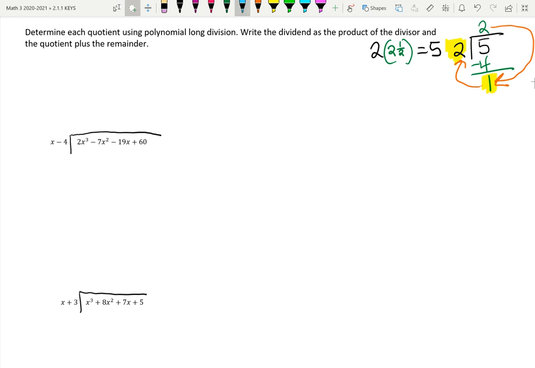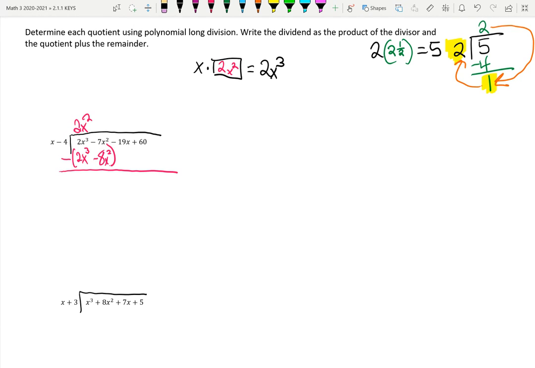Step 1, look at your leading term. I see 2x to the third. I need to ask myself, x times what is going to produce 2x to the third? Well, I need a 2, and I also need 2 more x's. So I'm going to multiply 2x squared to both parts of my divisor. It is going to produce 2x to the third minus 8x squared, all being subtracted because we're doing long division.